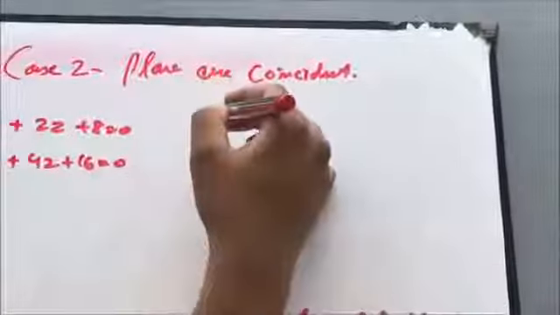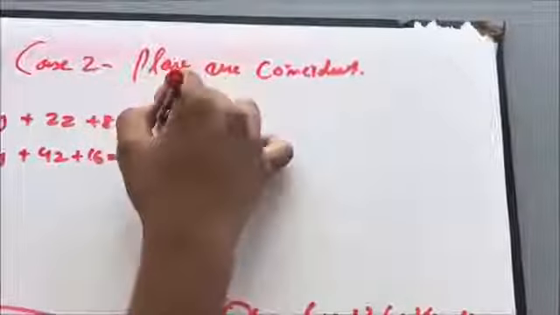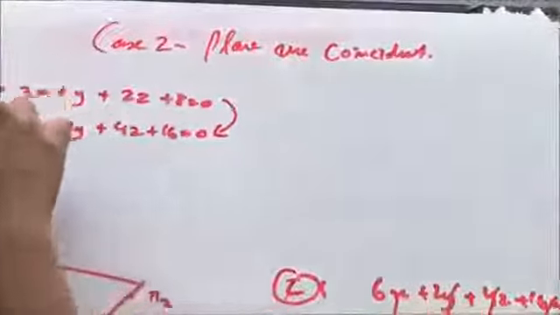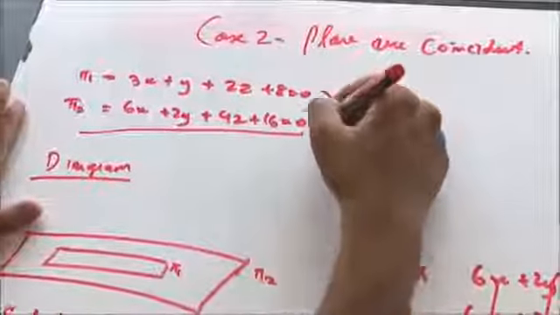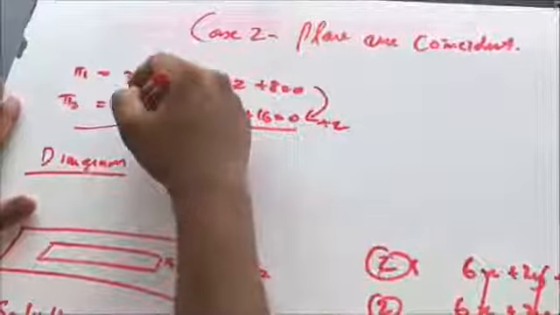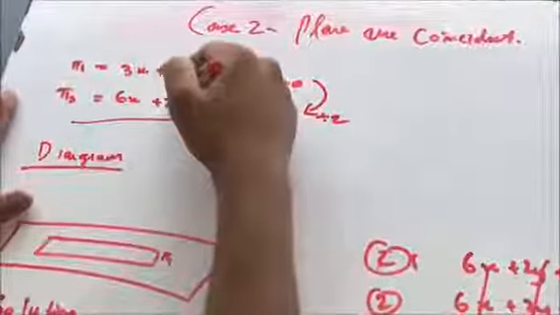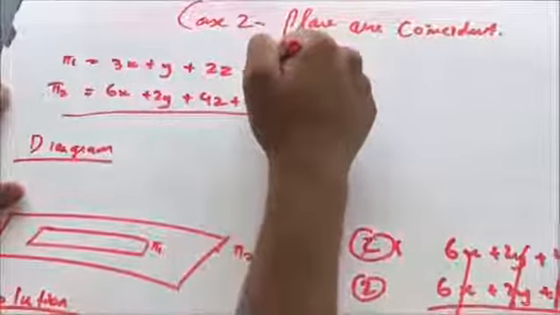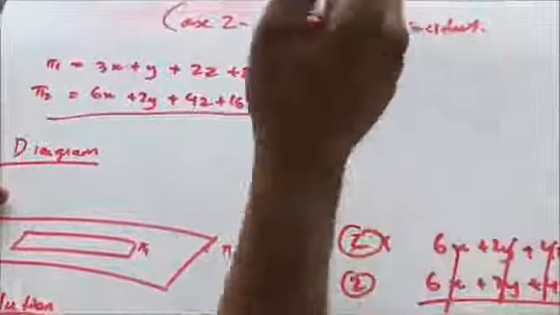Another way, just for external reference, to check if these two planes are coincident is that we can simplify the second plane into the first plane by simply dividing it by 2. So 6 becomes 3, 2 becomes 1, 4 becomes 2, and then 16 becomes 8. So we know it's coincident.